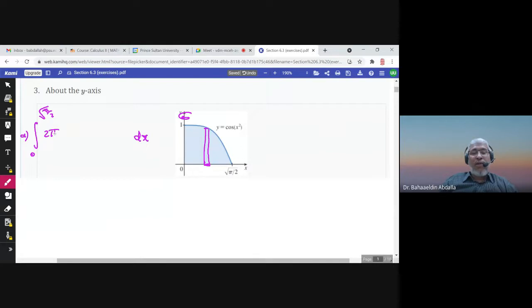2 pi x. X is the distance always from the rectangle to the y-axis. This distance is x, times f of x, the height of this rectangle, which is y. This point has coordinates x, y. So its x coordinate will give you this distance from the point to the y-axis, and the y coordinate will give you this distance from the point to the x-axis. So what is the height of this rectangle? It's y, which is cosine x squared. So this will give you the volume.